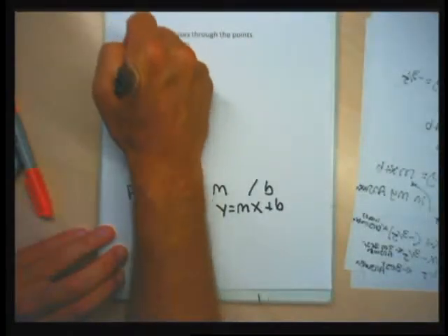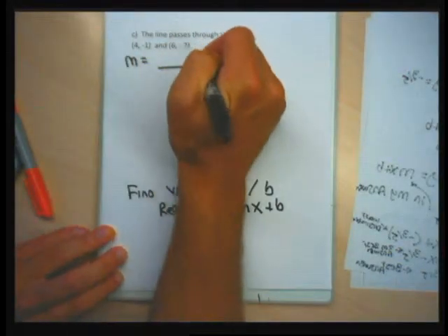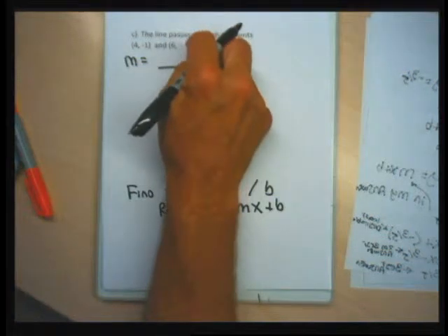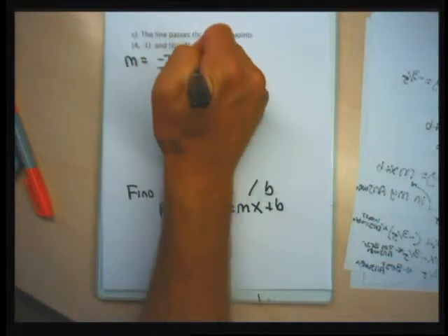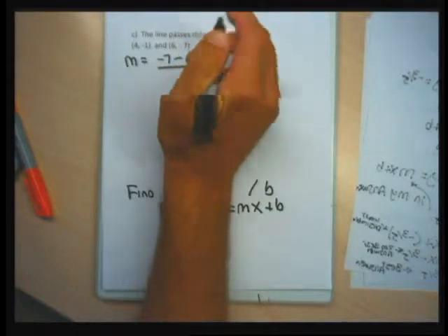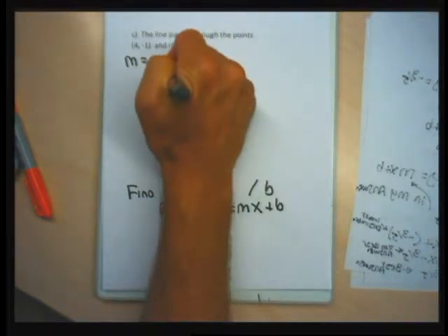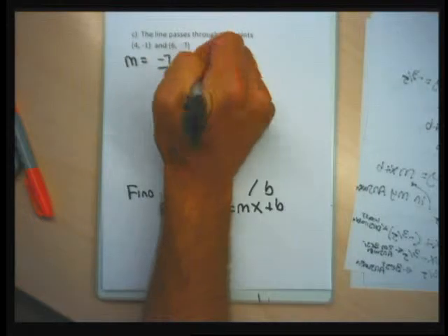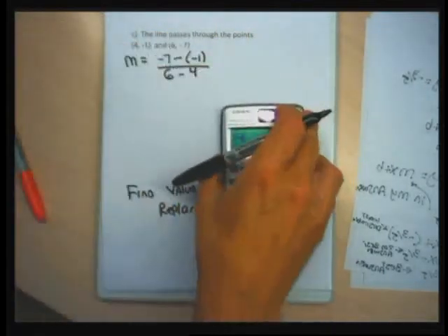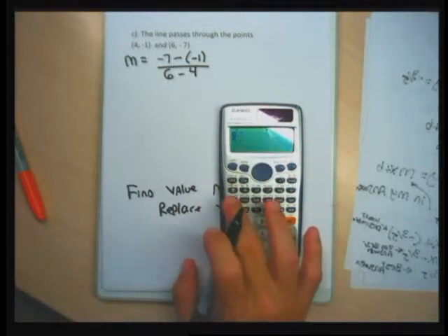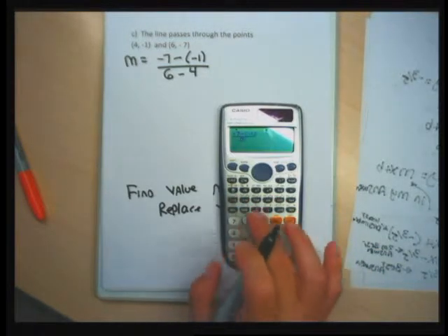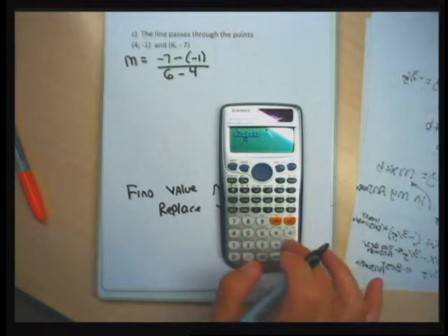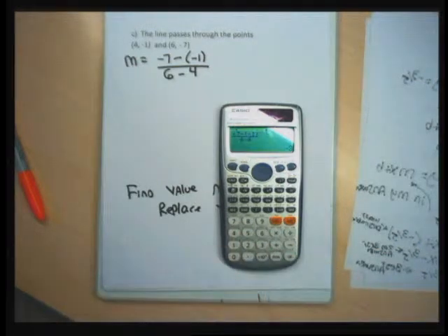to find the slope. To find the slope, because I have 2 points, I'm going to use the formula y coordinate of the second point minus y coordinate of the first point over x coordinate of the second point minus x coordinate of the first point. If you don't trust yourself, you could use your calculator. Go minus 7 minus a negative 1 over 6 minus 4. And I get negative 3 for the slope.